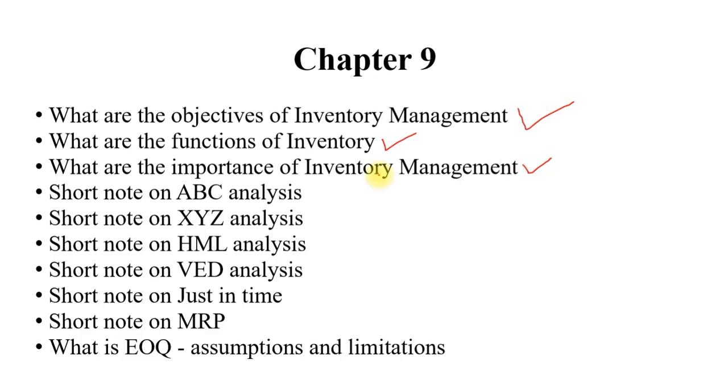Next you have short notes under various analyses, under which we have ABC analysis, very important, XYZ, HML, weight analysis, just in time, and MRP. Very important analyses. And last, what is EOQ, assumptions and limitations. This is basically more for the practical part, a very important topic.